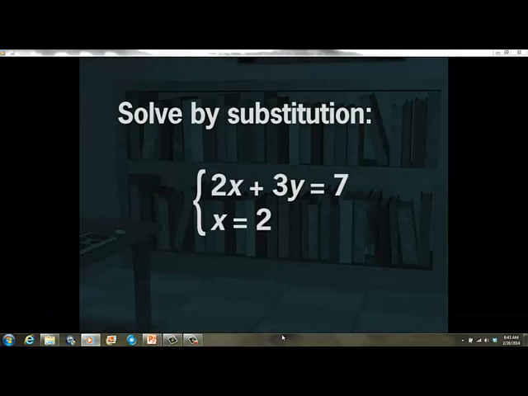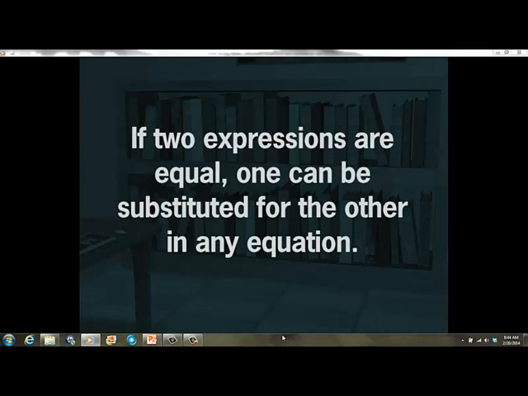I thought you were going to show us something new. Isn't this just like the elimination method? We have no y terms in the second equation, and we substitute the value of x into the first equation. It turns out that we do indeed use substitution in the elimination method. Just remember an important idea. If two expressions are equal, one can be substituted for the other in any equation.